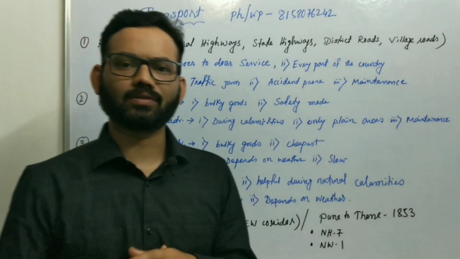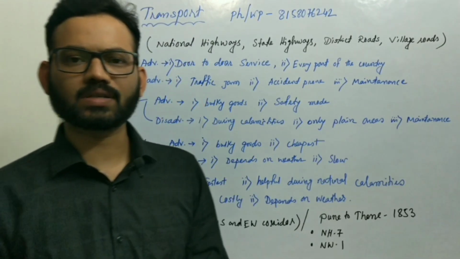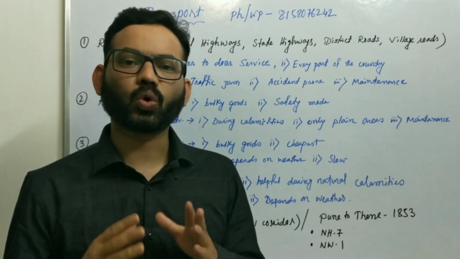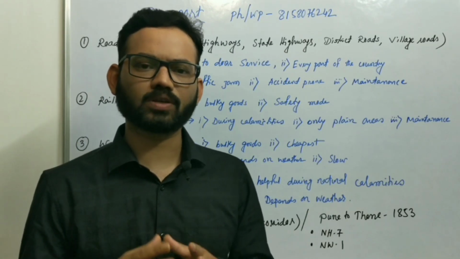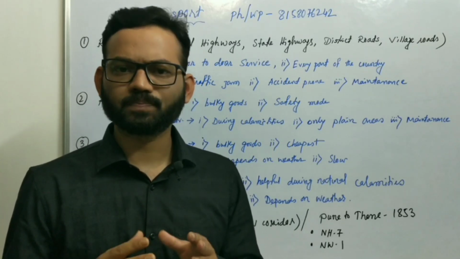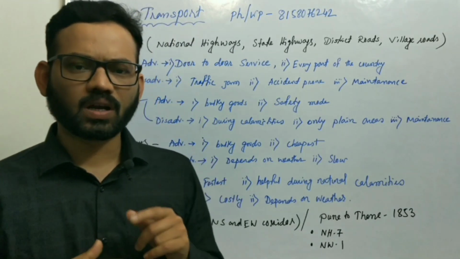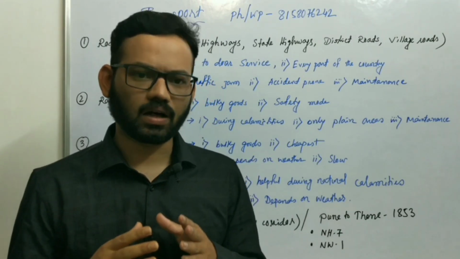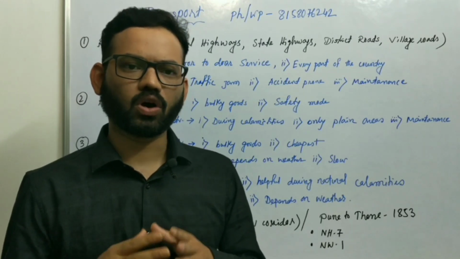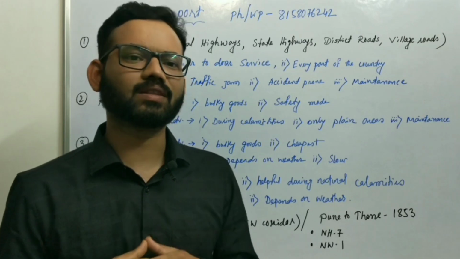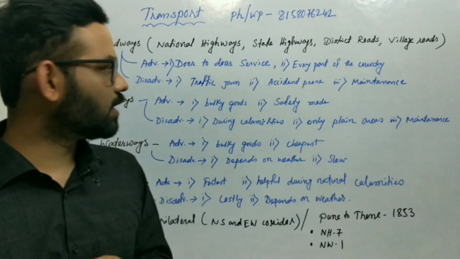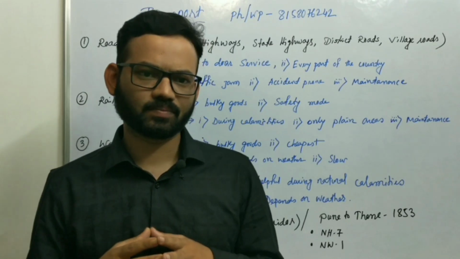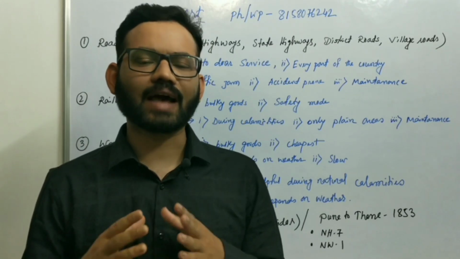Then come to the disadvantages of roadways. Number one is that it is accident prone. Most of the accidents in our country take place on the roads. Number two, it needs more money or capital to maintain all the roads, the highways, state roads, district roads or village roads. Number three is traffic jam. We all face traffic jams, especially in the many large cities of India.